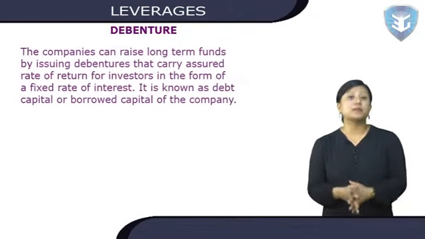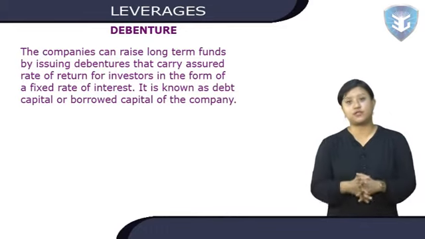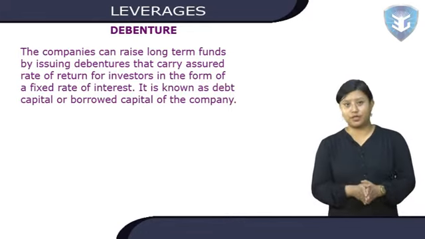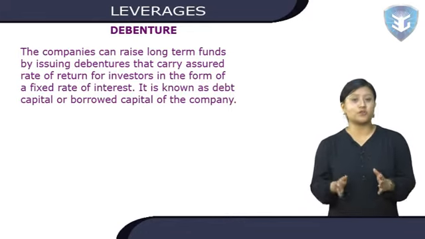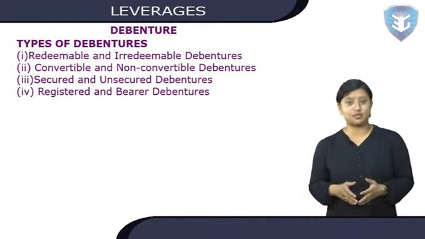Debenture. Companies can raise long-term funds by issuing debentures that carry a fixed rate of return for investors in the form of a fixed rate of interest. It is known as debt capital or borrowed capital of the company. The debenture is a written acknowledgement of money borrowed. Types of debentures: redeemable and irredeemable debentures.